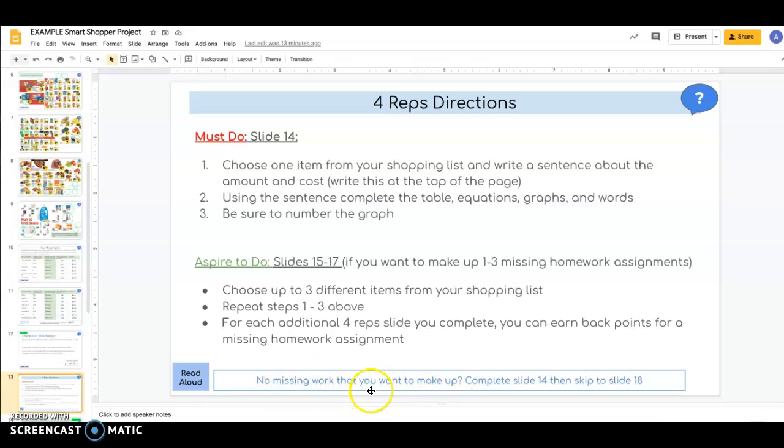If you don't have any missing work that you want to make up, or you just don't have any missing work for math, you're going to complete slide 14 and then skip to slide 18. If you do not have missing work for math, you do not need to do slides 15 to 17. So again, if you do not have any math missing work, you're going to complete slide 14 and then skip all the way to slide 18.